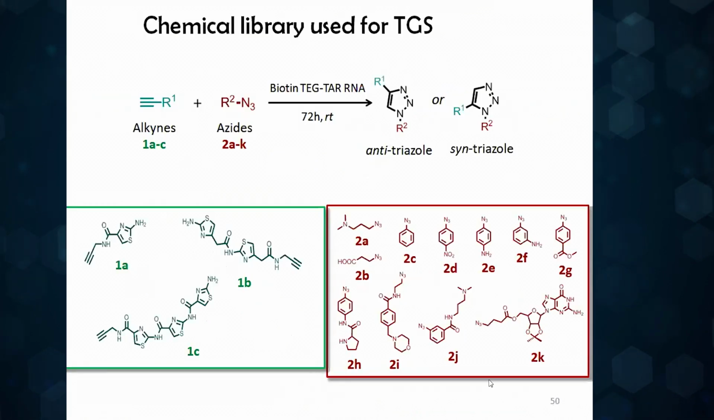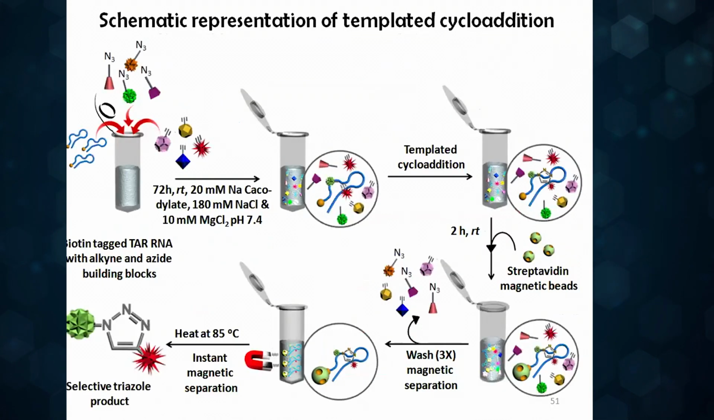Then we developed a multi-component library consisting of 3 different alkynes and different azides. Particularly, the alkyne fragments were derived from the thiazole ring system, which is a 5-membered heterocyclic ring system that shows potent biological activities and is present in numerous natural products and biologically active compounds. So this is the schematic representation of our templated cycloaddition.